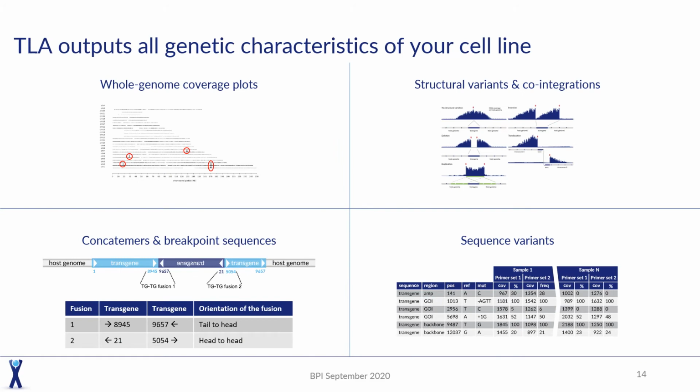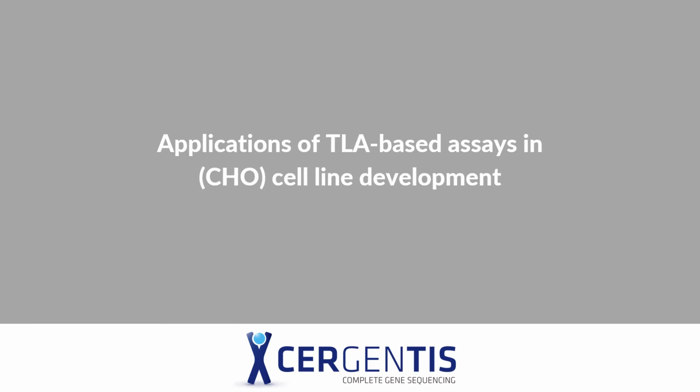So in summary, TLA outputs all genetic characterizations of your cell line. So the integration sites, transgene integrity, and based on the number of concatemers and the number of integration sites, we can also determine the transgene copy number. So that's in brief our TLA technology and its output. I will now go further into the applications of TLA in CHO cell line development.